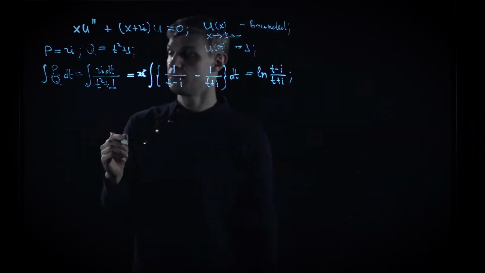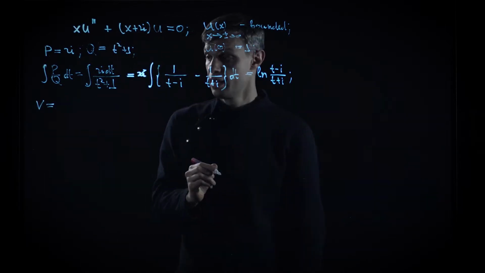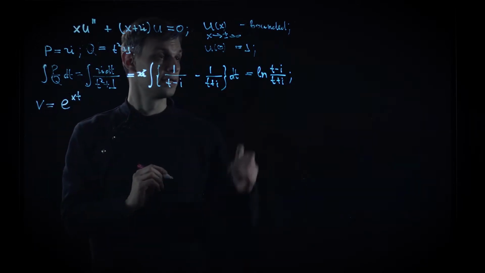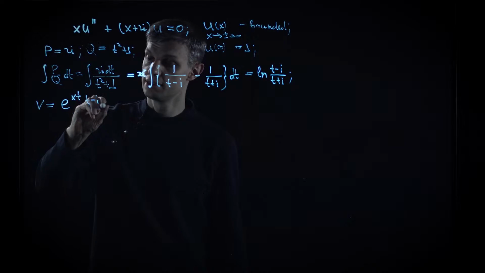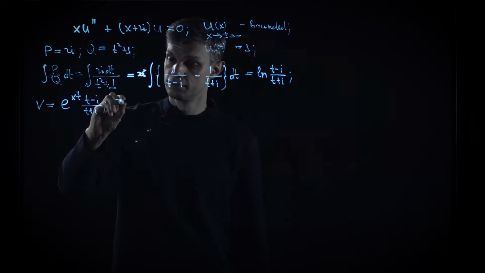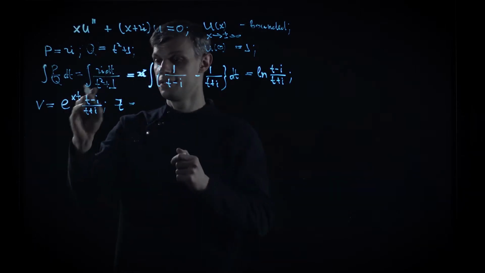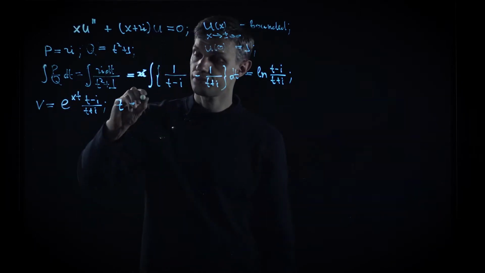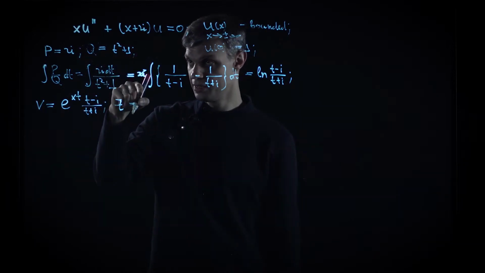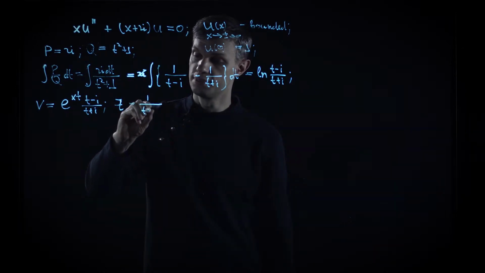Now we are ready to write down the constituent functions which define our solution, namely the v function, which is simply e to xt times t minus i divided by t plus i. And the z function, which is almost the v function but divided by the q polynomial and without this exponential term. So it's t minus i divided by t plus i multiplied by t plus i over t minus i in the denominator. So what we get is 1 over t plus i squared.